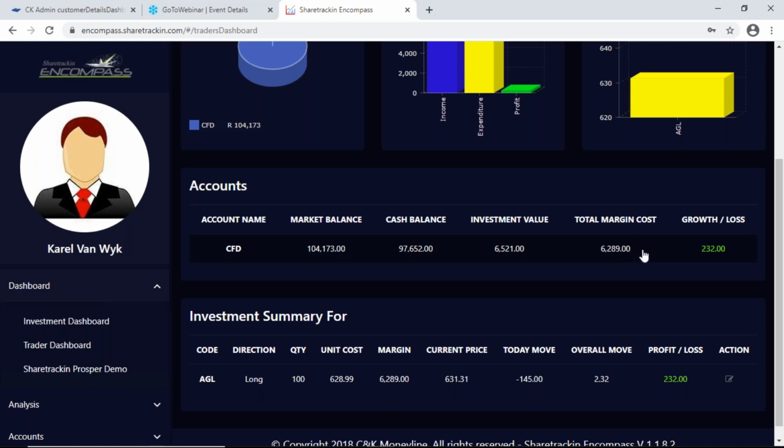Total margin cost would be my margin that I invested. Growth or loss would then show me if I'm making a gain or a loss. So I can see I'm making 232 rand on this share.